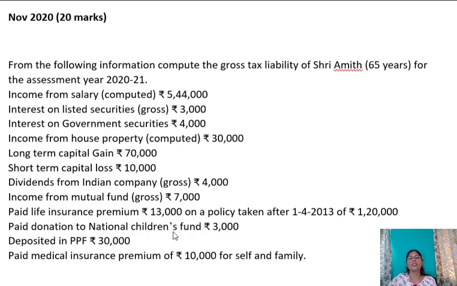Then donation to National Children's Fund, this comes under no limit donation and it qualifies for 100%. So we can provide under 80G. Deposit in PPF 30,000. This qualifies under deduction under section 80C. Paid medical insurance premium of 10,000. This qualifies under section 80D. So let us see the computation now.